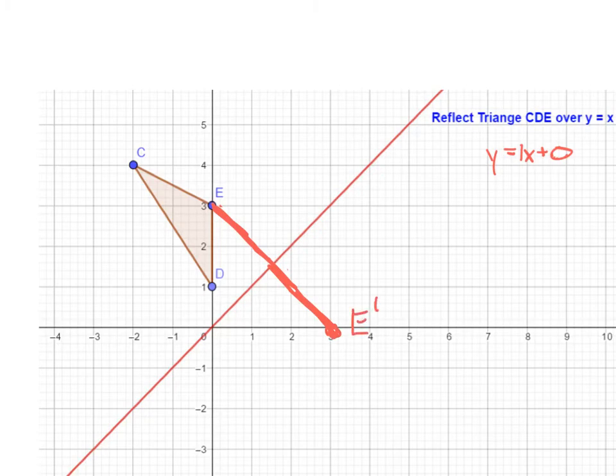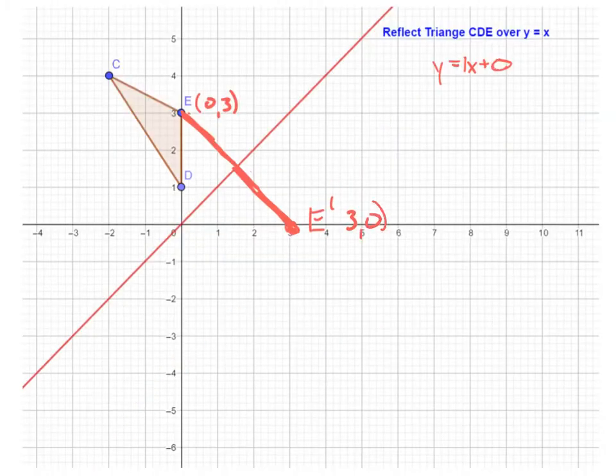Now if you look at it, this original coordinate for E was 0, 3, and the new coordinate for E is 3, 0. There are rules that you can follow. I'm sure Mr. Oz went over them in his videos that tell you exactly how to deal with these. So if you look at these two coordinates, the rule here would be the x and the y are switching. And that's exactly what will happen for D also. D currently is 0, 1, so it would become 1, 0.